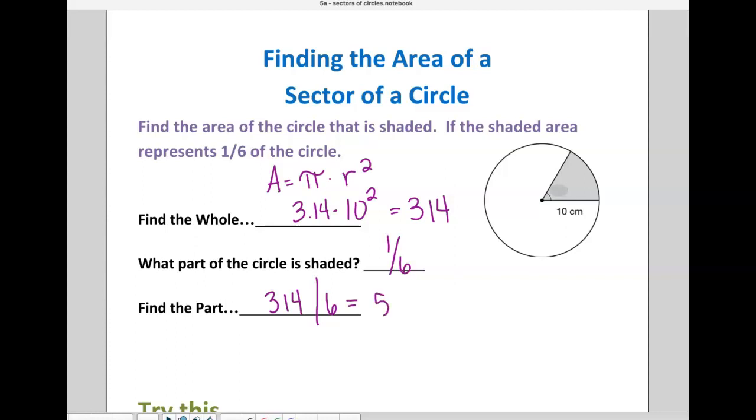And I get 52.3 centimeters squared. Done. I don't have to add anything because I'm not going around the outside. When you find area, I'm just finding the inside part, and that's 1/6 of the circle. So I'm done. So area is pretty easy because you only have to divide. With perimeter, you have to add everything. But with area, you just have to divide. Okay? So let's try one more of those. Just need to scroll down.